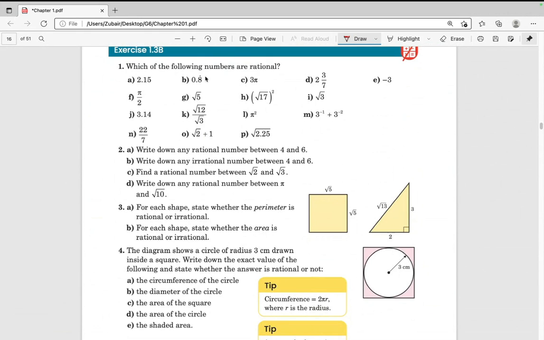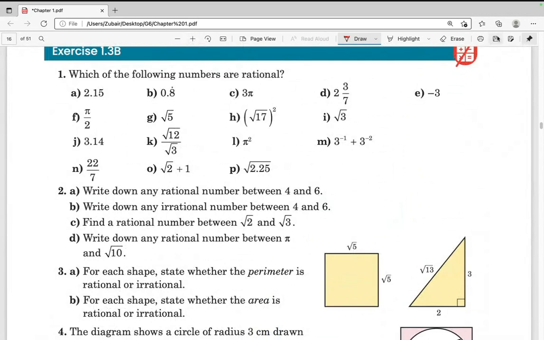1.3b. Which of the following numbers are rational? So 1a, rational or irrational? It is a rational number because it is in front of us and it is in exact form, not rounded or anything. 2.15 could be written as 215 divided by 100. B is rational because we can convert it into a fraction.